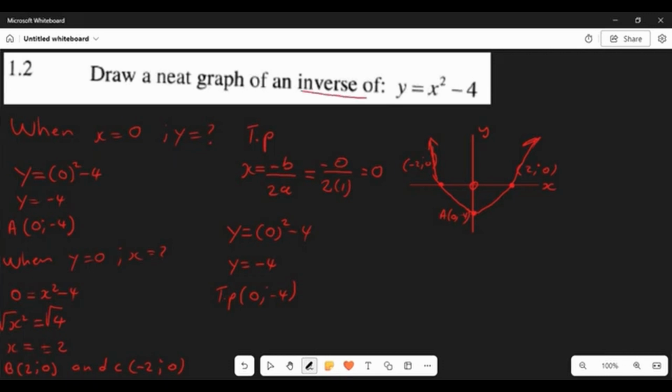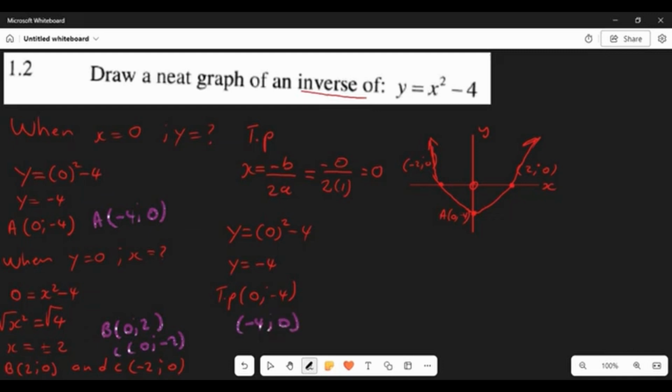In order for you to be able to draw the inverse, you're just going to use a different color for the inverse. You only swap the values of the intercepts. Let's start with A. You swap the values of x and y. As for B, I'm going to write it here on top. B for the inverse is going to be 0 for x, and 2 for y. And then as for C, you swap as well. It's going to be 0 for x, and -2 for y. And then the turning point is going to be -4 for x, and 0 for y.